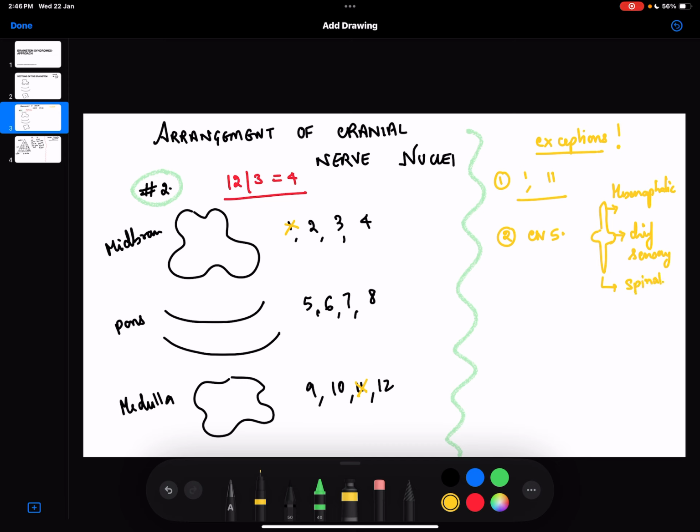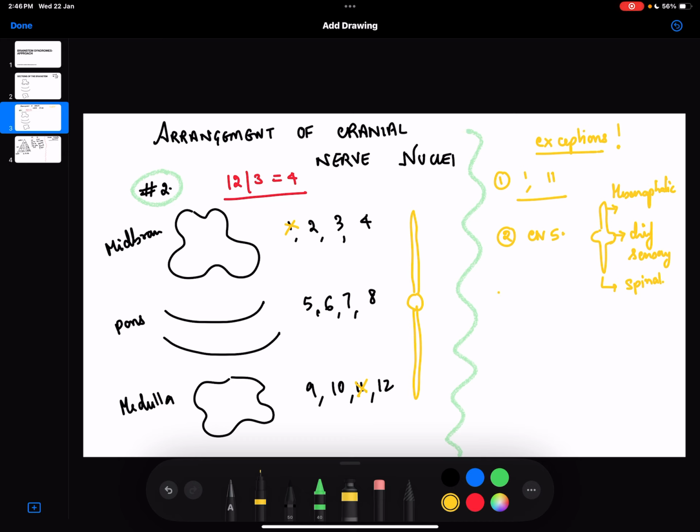Alright. So what is so interesting about this trigeminal nerve nucleus is that each nucleus is present at each level. In the sense, if we draw the trigeminal nerve nucleus, the mesencephalic nucleus is at the level of the midbrain, the chief sensory nucleus is at the level of the pons, and the spinal nucleus extends up to the medulla. So this is the second exception that we learn.